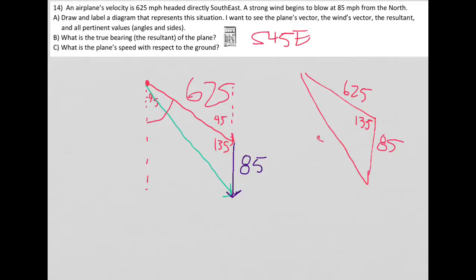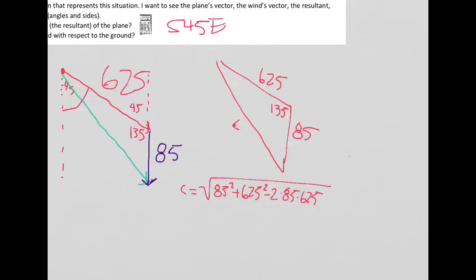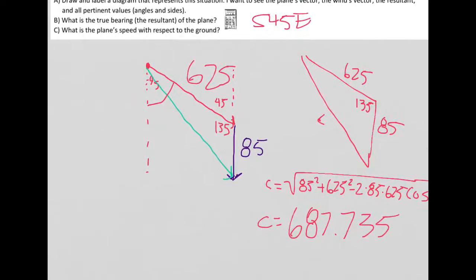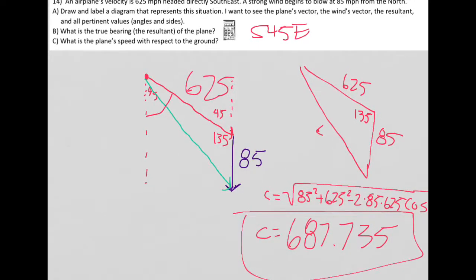So we can find that value C by taking C equals the square root of 85 squared plus 625 squared minus 2 times 85 times 625 times the cosine of 135. Crunch it, and you should get like 687 something. You should get roughly 687.735. So that would be the plane speed with respect to the ground, 687.735.